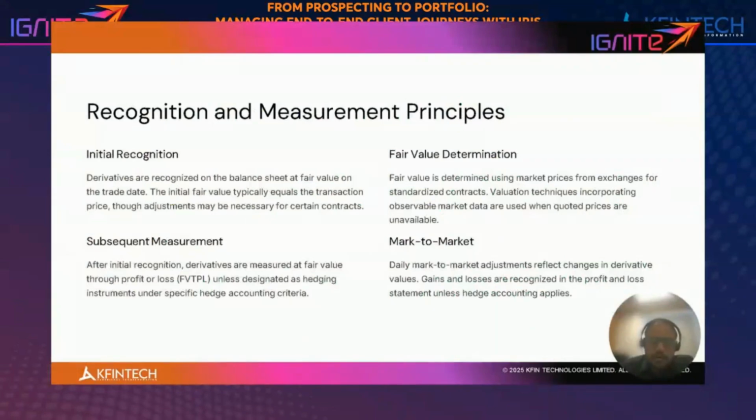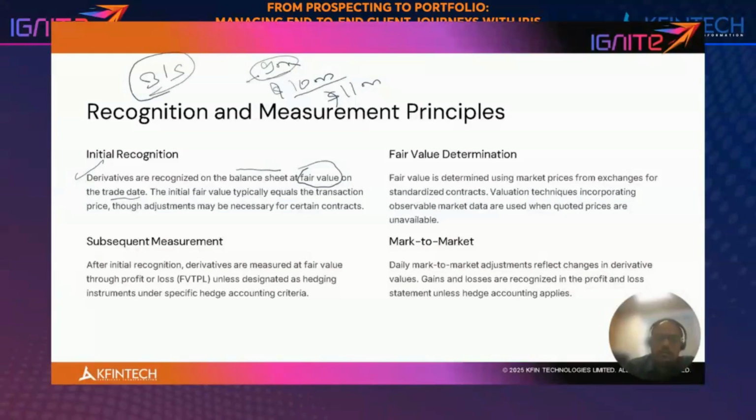So what are the recommended recognition and measurement principles? Initial recognition: derivatives are recognized on the balance sheet at fair value on the trade date. So if I entered into, say, a 10 million exposure and the current value is 11 million, or the current value is 9 million, this has to be shown on the balance sheet. And whatever is the difference, 11 minus 10 or 10 minus 9, that 1 million profit or loss has to go through the P&L. And the balance sheet should be at the fair value, that means whatever is the current value.